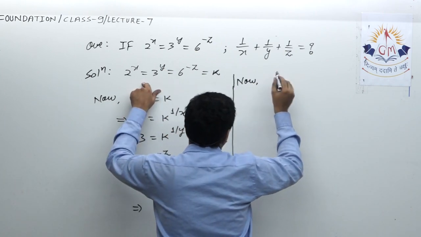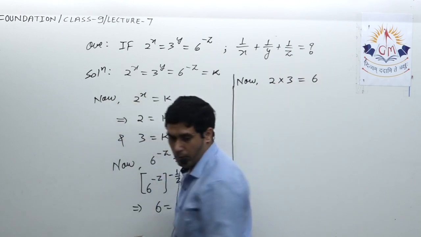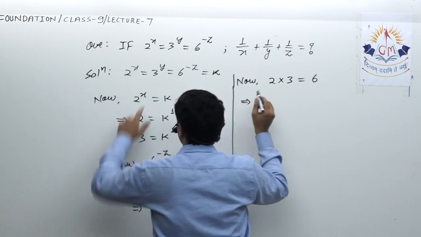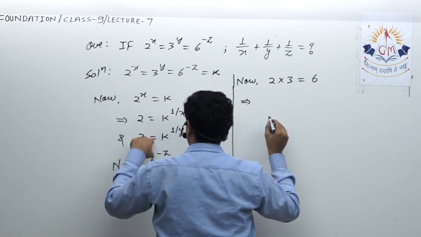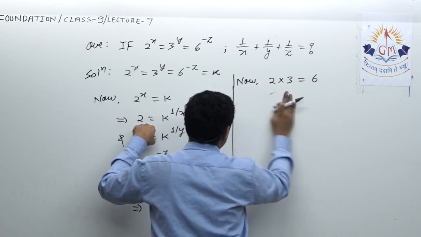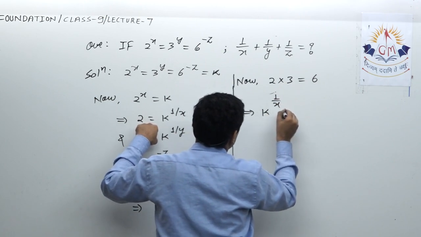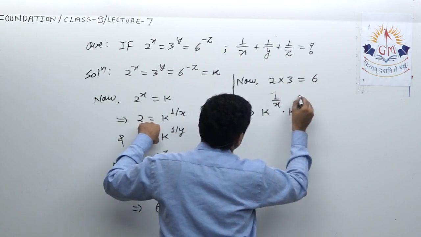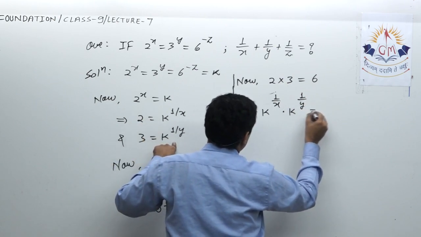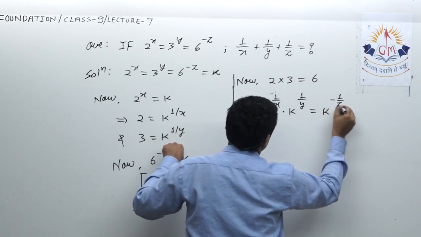So now here I can write simply 2 into 3 is equal to 6. 2 multiplied by 3 is equal to 6. So now 2 is what? 2 is k raised to 1 upon x. Okay, 2 is equal to what? It is k raised to 1 upon x into 3 is k raised to 1 upon y is equal to 6 is k raised to minus 1 upon z.